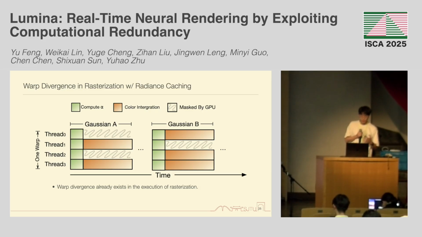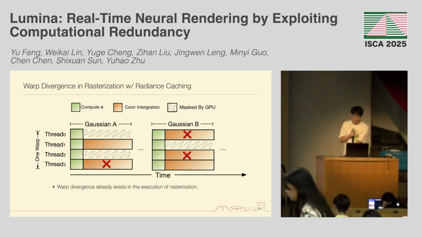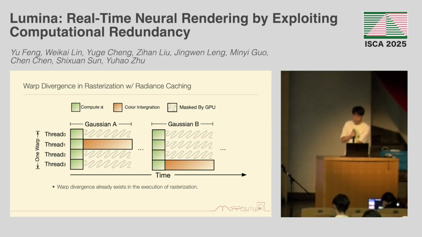Now, if we consider using radius cache, some of the color integration process will be skipped. For instance, the red crosses highlight the parts that can be skipped using our radius caching, and in this case, the overall execution latency is still bounded by the critical path, which is a thread that cannot be skipped using our radius cache. That's why applying radius cache would make warp divergence even more severe, and we design a specialized accelerator for that.